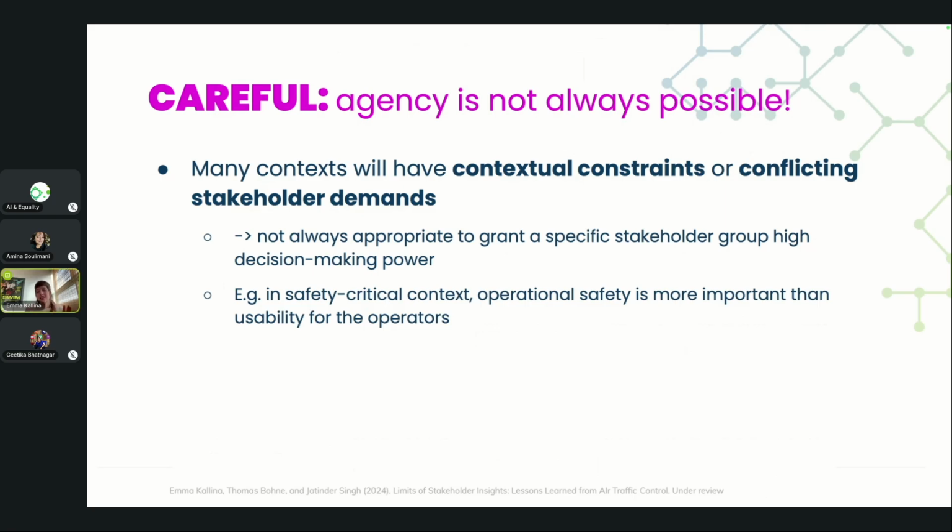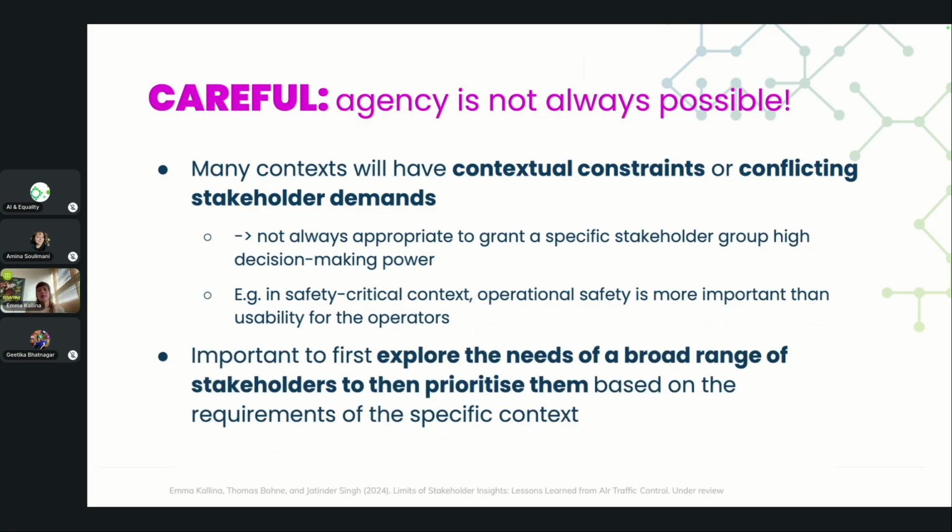So it's really important to first explore the needs of a broad range of stakeholders, and to then prioritize them based on the contextual constraints. For example, in a safety critical environment, all the needs related to safety need to come first. This is just a little nuance I want to add, because especially in this discussion where everyone always says more and more empowerment, and I agree, more and more empowerment is great, just sometimes it's, for example, not safe. Yeah.